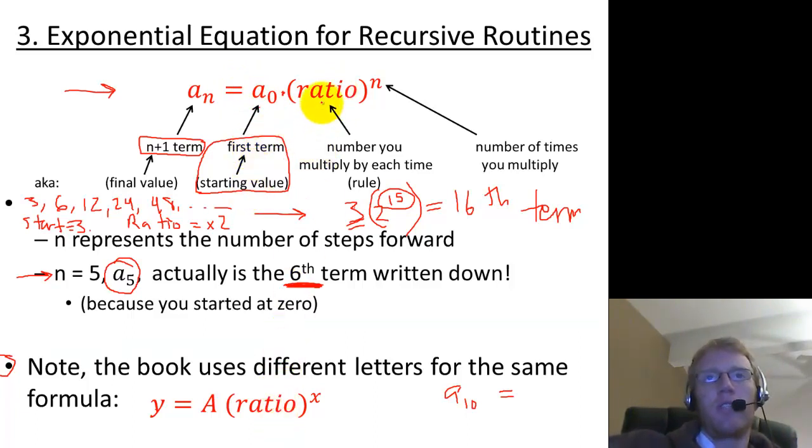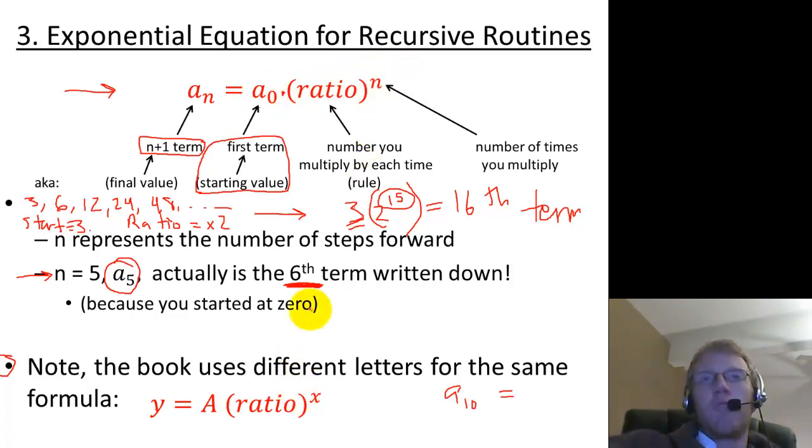Ratio is the same. And then I use n for the number of steps, they use x for the number of steps. So it doesn't matter to me if you like to think about it this way or this way. But you do have to understand this formula and see why it works. And think about why it works in terms of this exponential notation that we just learned before with a base and an exponent. So your base is the ratio, and your exponent is the number of steps forward, n.